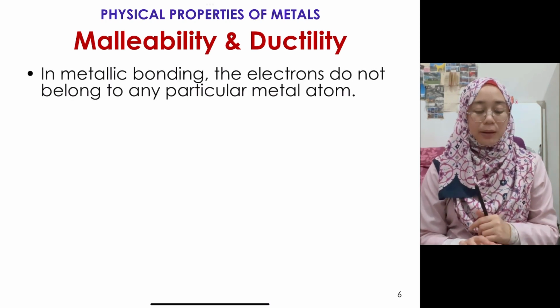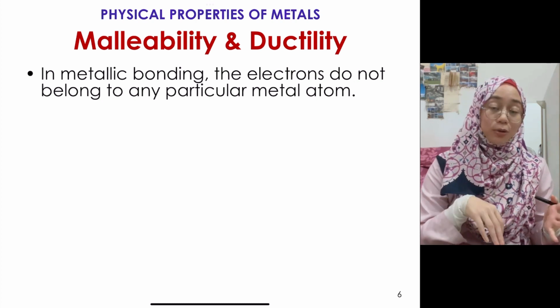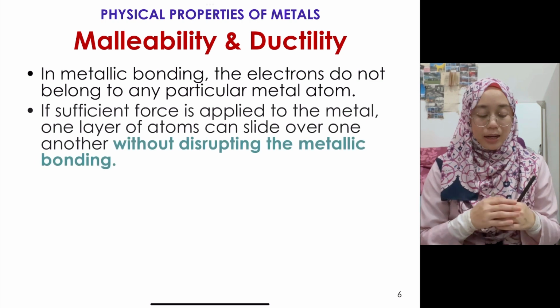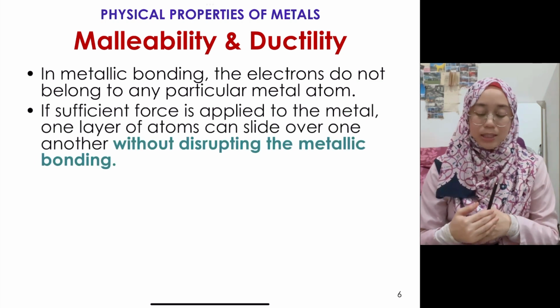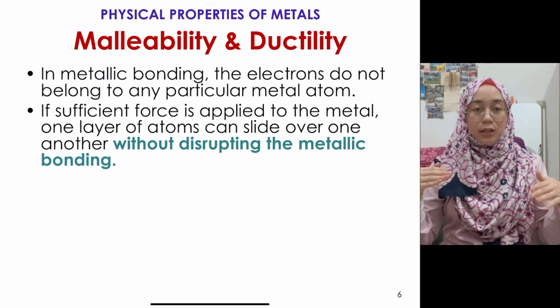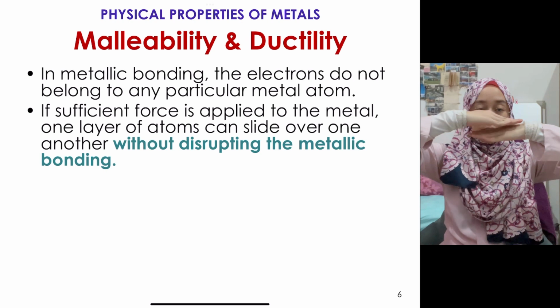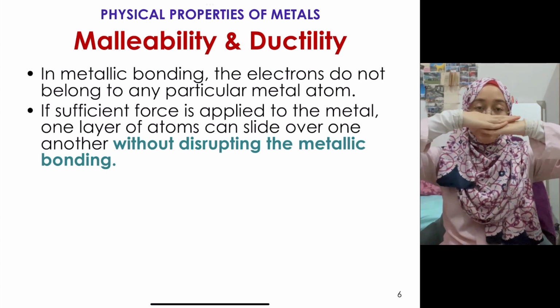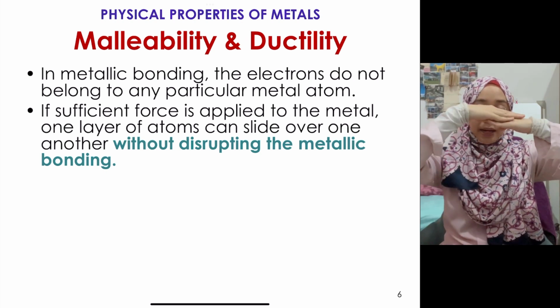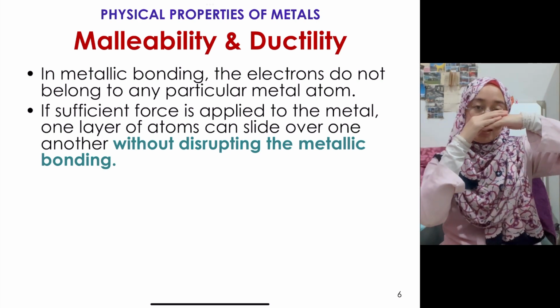Okay, so in metallic bonding, the electrons do not belong to any particular metal atom. Itu yang tadi kita baru belajar tadi kan. Okay, and then if sufficient force is applied to the metal, so tadi kan Miss cakap metal ni dia sebenarnya bila dia disusun, dia macam ada banyak layer. Okay, dia ada banyak layer. So bila kita apply force kepada metal ni, so let's say kalau kita apply supaya kita nak bengkokkan, so what happen is layer yang atas ni dia akan slide.